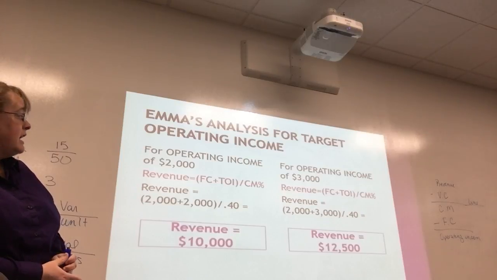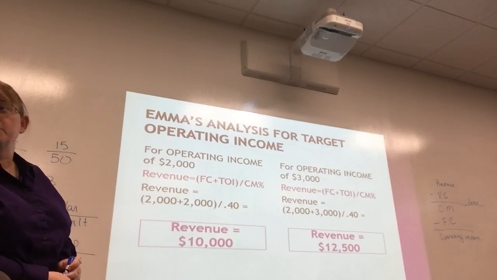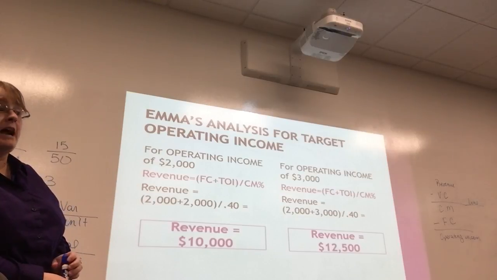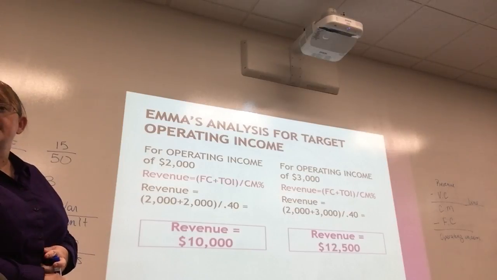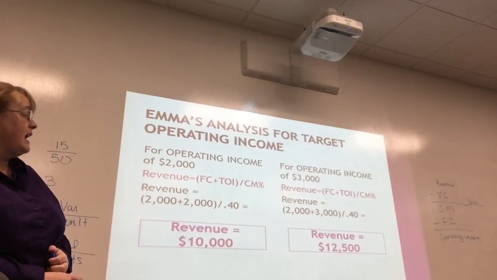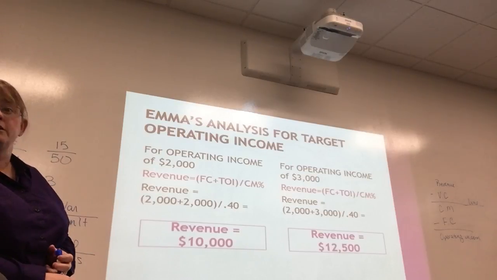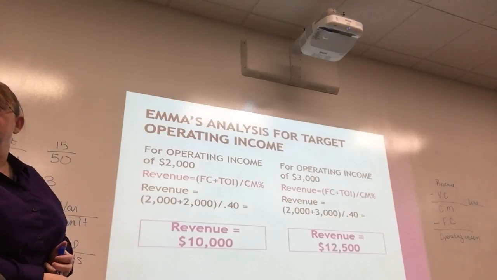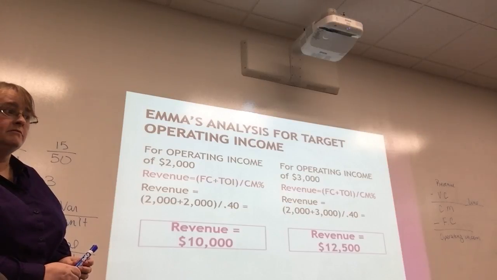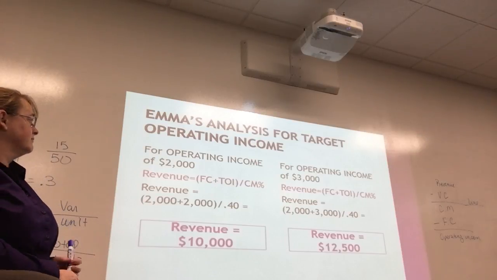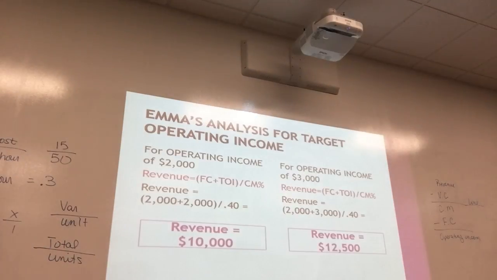If I want $3,000 in profit, that means I have covered all my variable costs and all my fixed costs, and after those two costs are covered, I take home $3,000. I have to sell 12,500 to make it, to get my $3,000 in my pocket. Does everybody understand that? Okay?